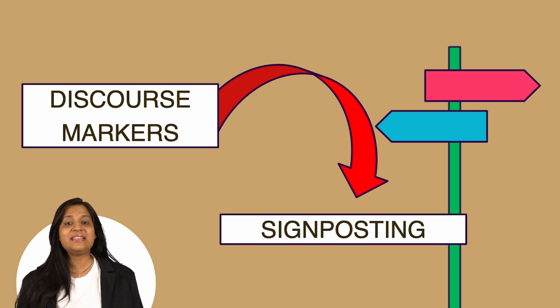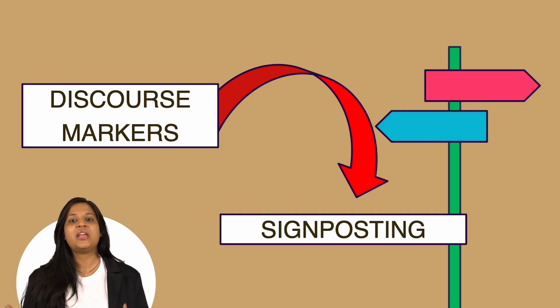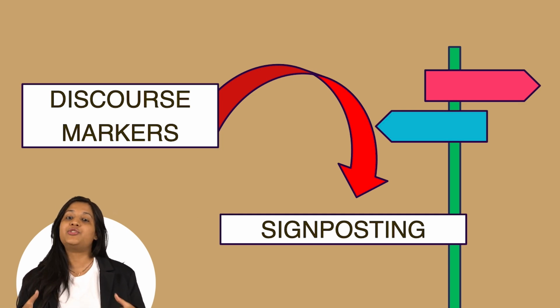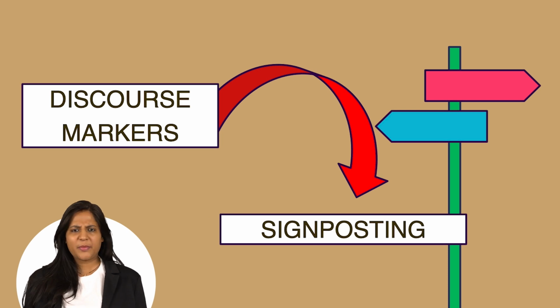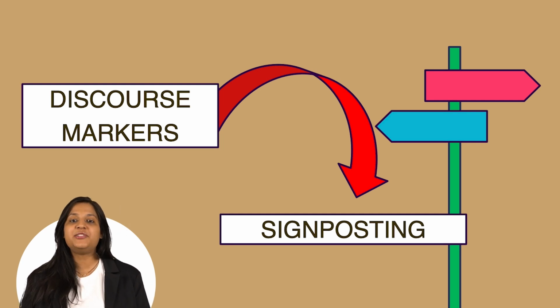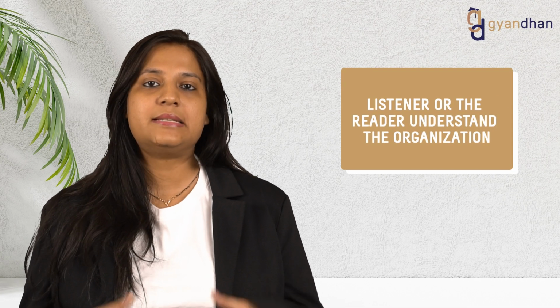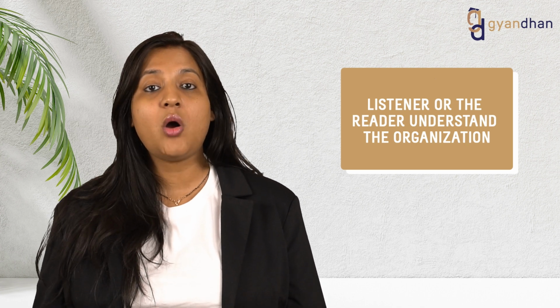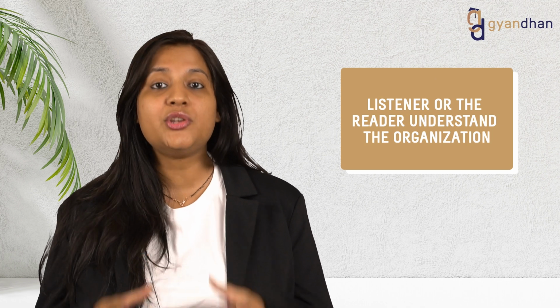Just like on the road, we see a number of road signs which help a great deal with knowing how we should be driving. For example, what should be the speed? If there is a U-turn allowed, or if there is a school ahead. All these signs indicate and help the driver prepare beforehand. Similarly, discourse markers help the listener or the reader understand the organization, the flow, and the transition of ideas in your text.